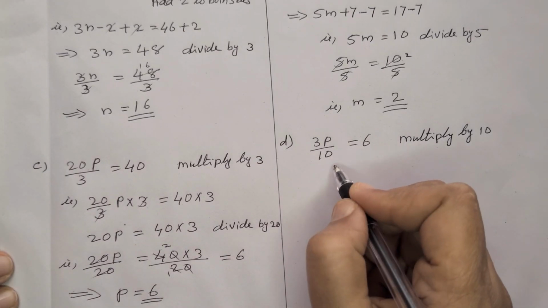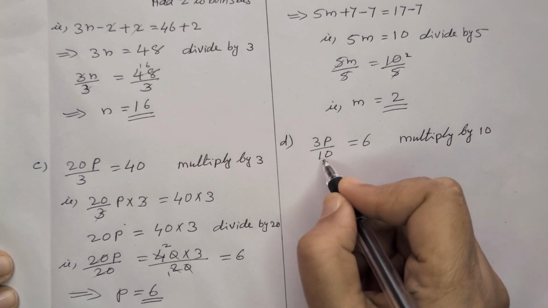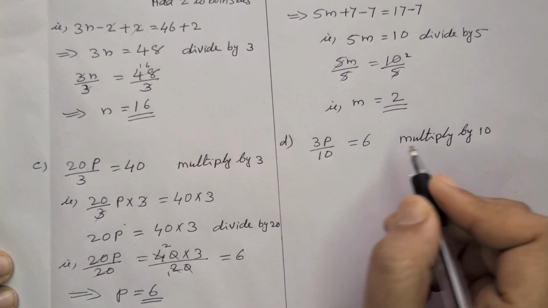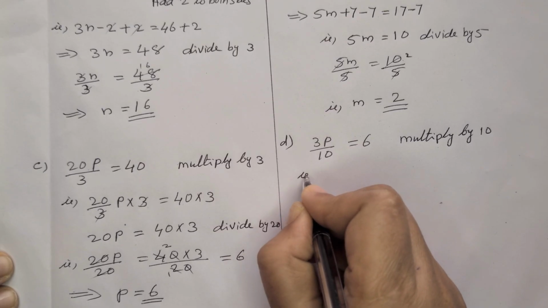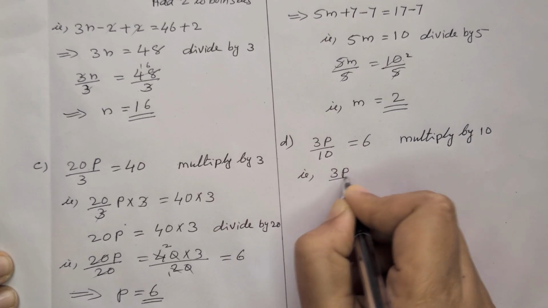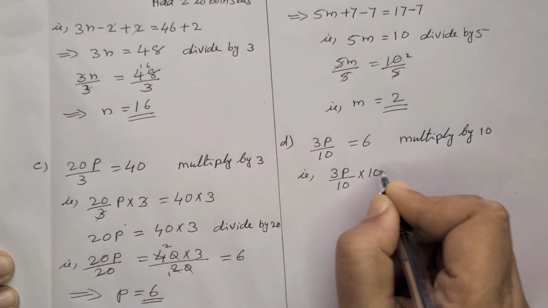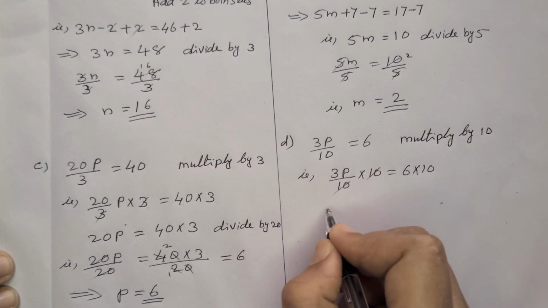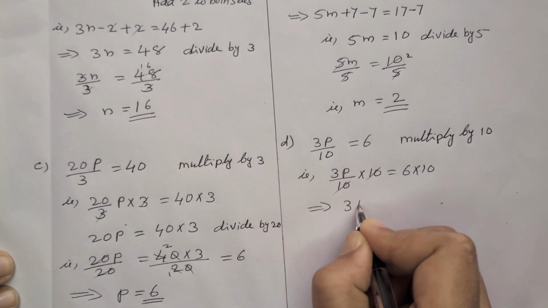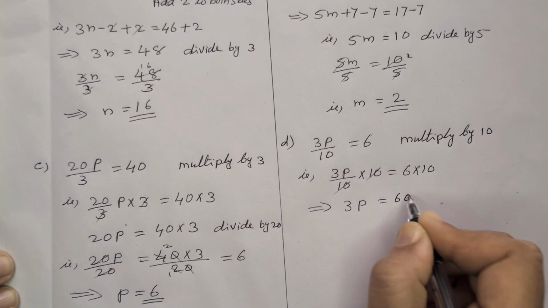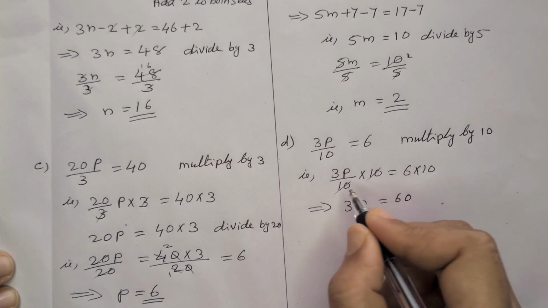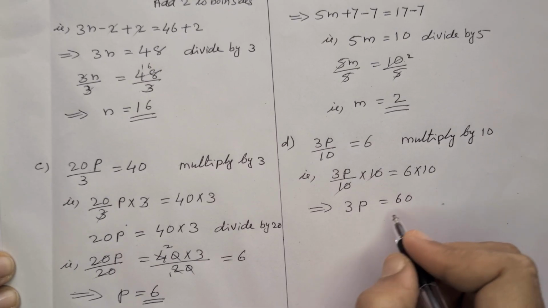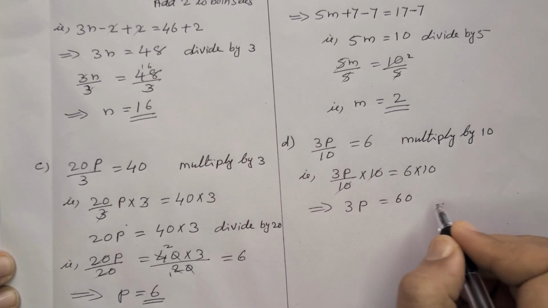D. 3p by 10 is equal to 6. First we have to remove this 10 from the denominator. For that, multiply by 10. That is 3p by 10 into 10 is equal to 6 into 10. Cancel this, which implies 3p is equal to 60. Or you can leave the same, and when it comes the other next step, we can simplify. Now 3p is equal to 60.